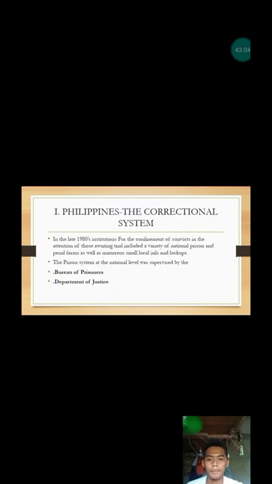The correctional system. In the 1980s, institutions for the confinement of convicts and the detention of those awaiting trial included a variety of national prisons and penal farms, as well as numerous small local jails and lockups. The prison system at the national level was supervised by the Bureau of Prisons and the Department of Justice.